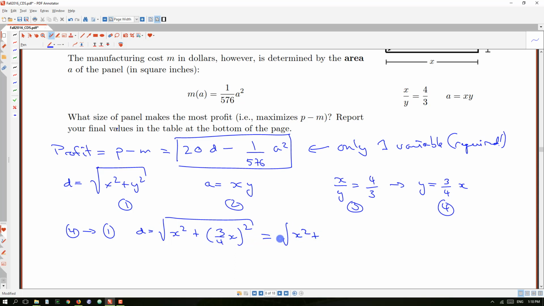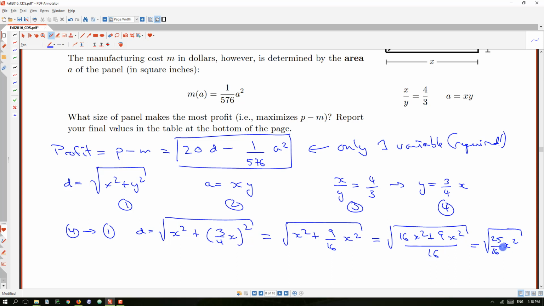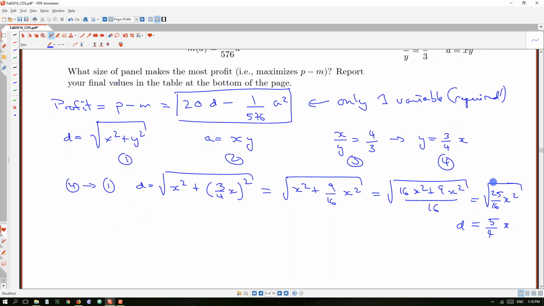And that'll be x squared plus, expanding this, 9/16 x squared. And that we can put on a common denominator of 16. We'll have the square root of 16x squared plus 9x squared all over 16. That'll give us 25/16 x squared, and that is much nicer. We can take the square root of every single factor there, and we end up with d is equal to 5/4 of x. And that is going to be a lot simpler to work with than any of the earlier expressions we had.